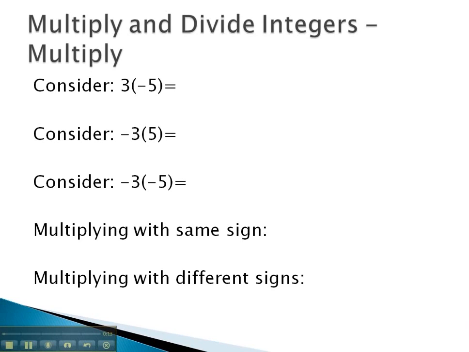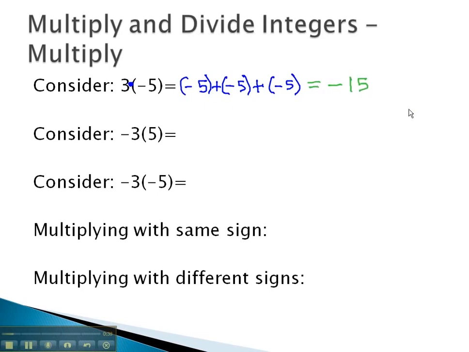In other words, when we consider 3 times minus 5, what that really means is we are adding minus 5 three times. Minus 5 plus minus 5 plus minus 5. And we know from experience that if we add a bunch of negatives, we still have a negative. So we get minus 15.